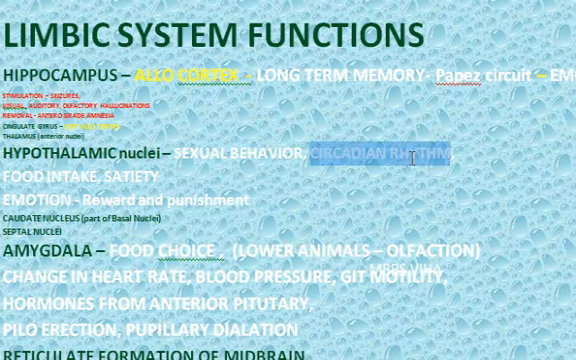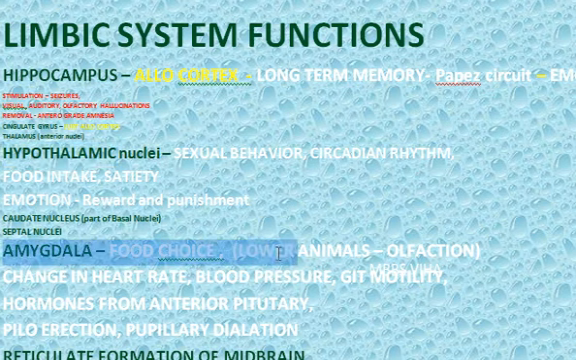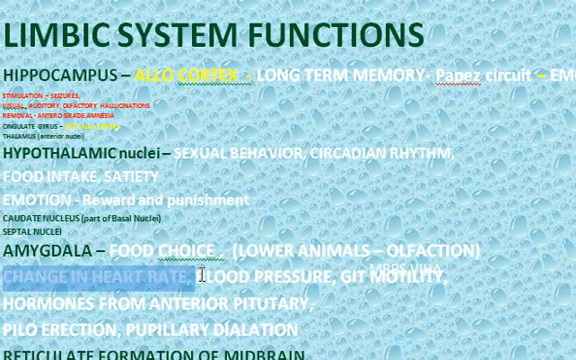Circadian rhythm: I want to sleep, I want to be awake. What is the time now? Is it midnight? Is it morning? Circadian rhythm, hypothalamus. You have already studied this in the hypothalamus functions. Amygdala: food choice. In lower animals, it helps in olfaction. The amygdala has an effect on heart rate, blood pressure, and motility of the GIT. It has endocrine functions. It helps in piloerection, and it also helps in pupillary dilation. Okay.